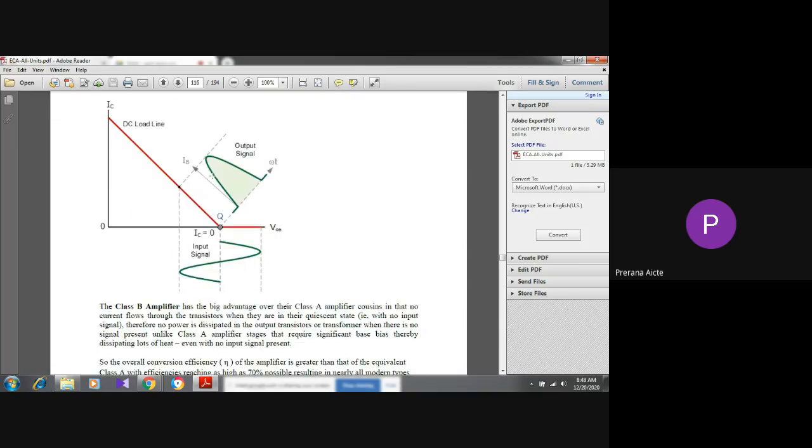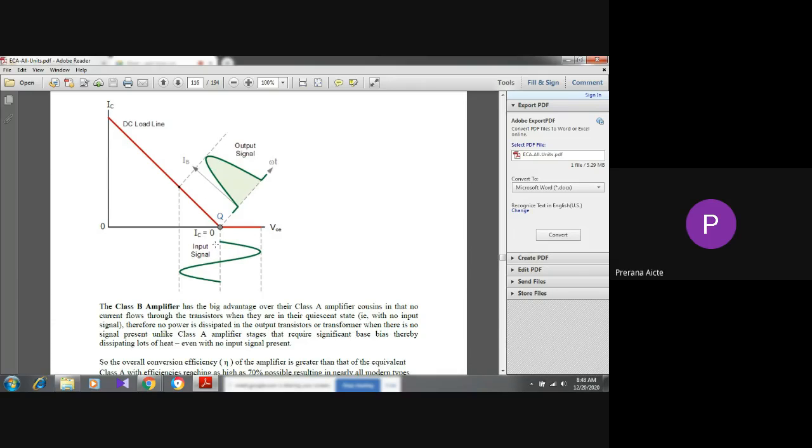Now class B. This is the output characteristics figure. On the x-axis I have taken the output voltage VCE, on the y-axis the output current IC, and this is called the DC load line. This is the output voltage and this is the output signal. In class B, as per theory, we get only the half cycle as output. This is the input signal, a full sine wave, and on the output side we get only a half cycle based upon the transistor operation.